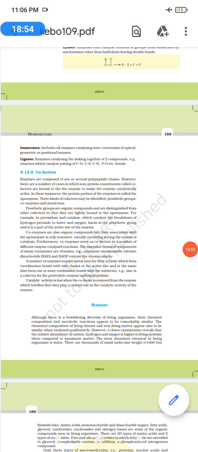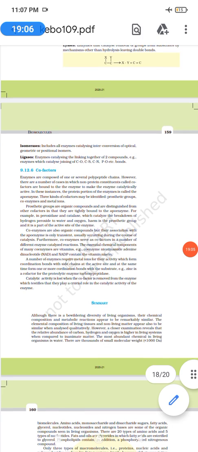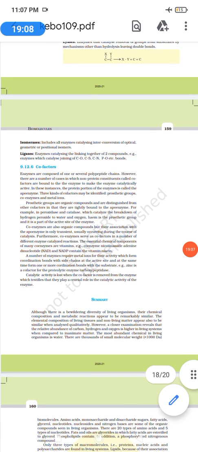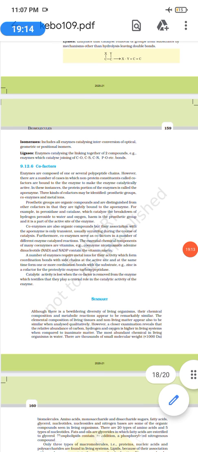Then we have the coenzyme. What is a coenzyme? A coenzyme is again an organic compound, but its association with the apoenzyme is transient, usually occurring during the course of catalysis. Further, coenzymes act as cofactors in a number of different enzyme catalyzed reactions.